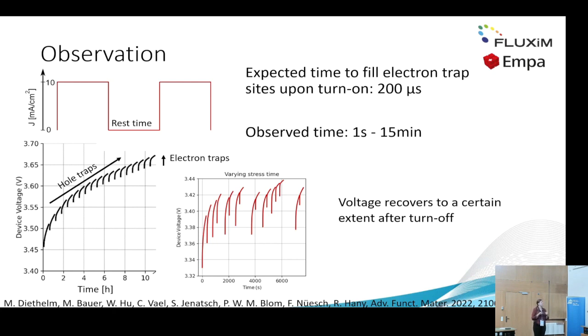Well, what we can see is that the hole trap development takes place in a very long time frame. So if you reduce the time frame to only a few minutes, and we use a rest time in between, what we can see is the development of electron traps and also the decay of electron traps. This is something curious because usually when you have degradation due to formation of traps, you don't expect decay of trap states.